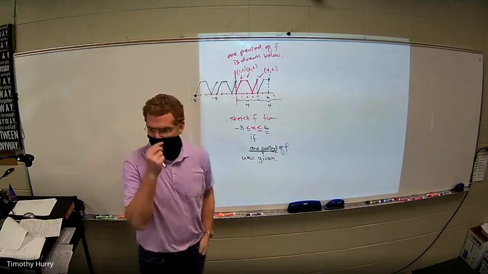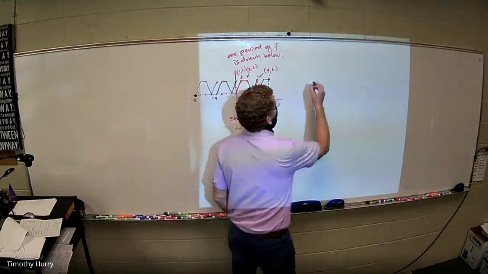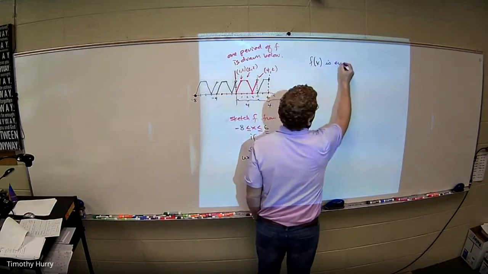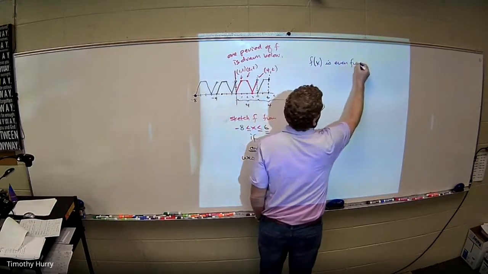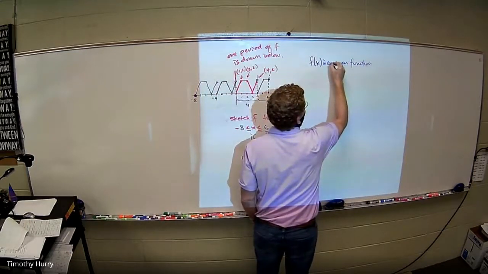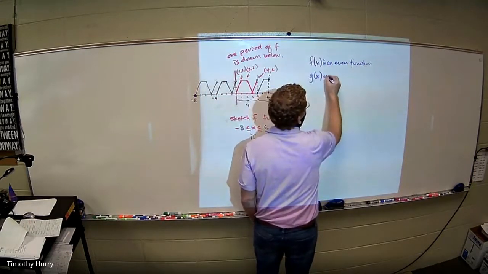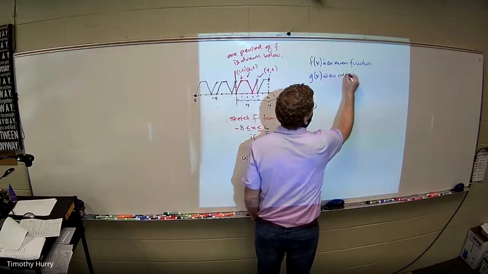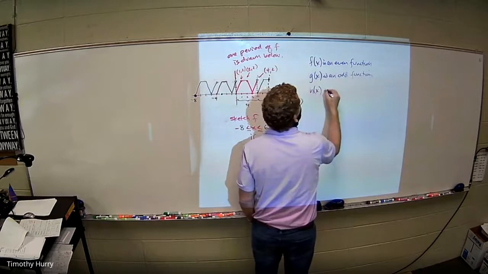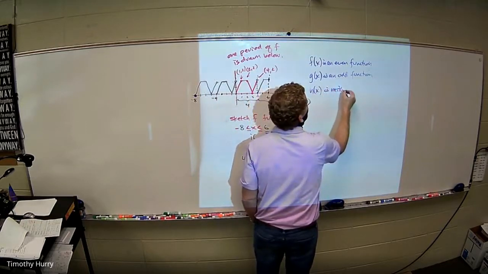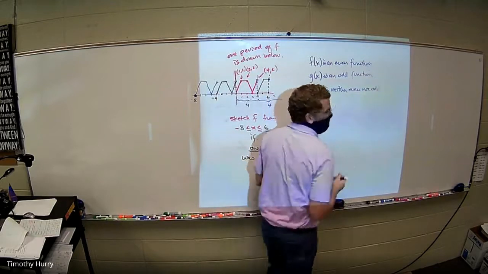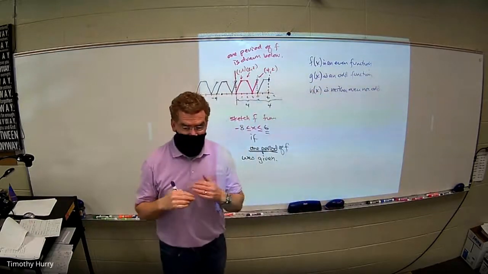Last thing. There are times when you're going to be asked to multiply. They're going to give you stuff like this. f of x is an even function. They'll say something like g of x is an odd function. And then they'll say stuff like h of x is neither even nor odd.